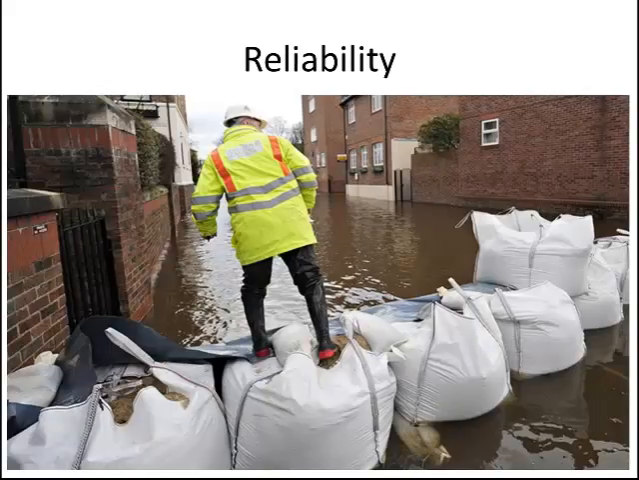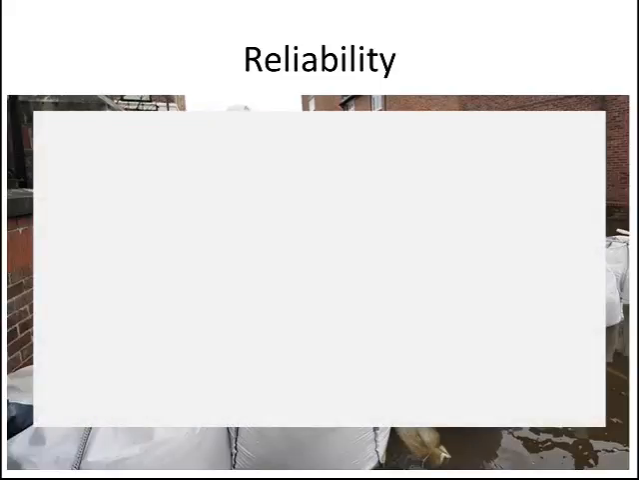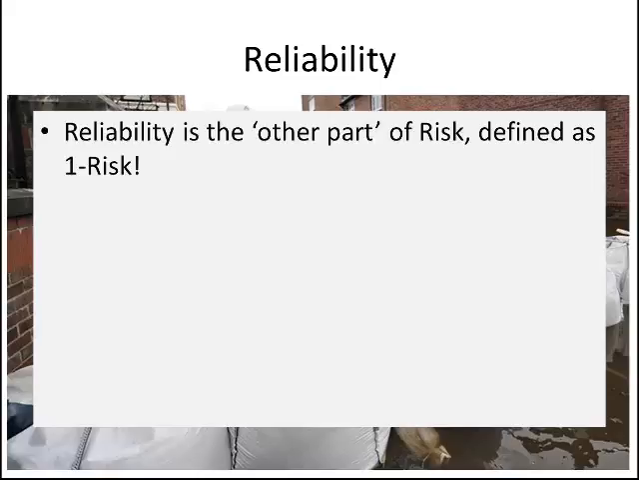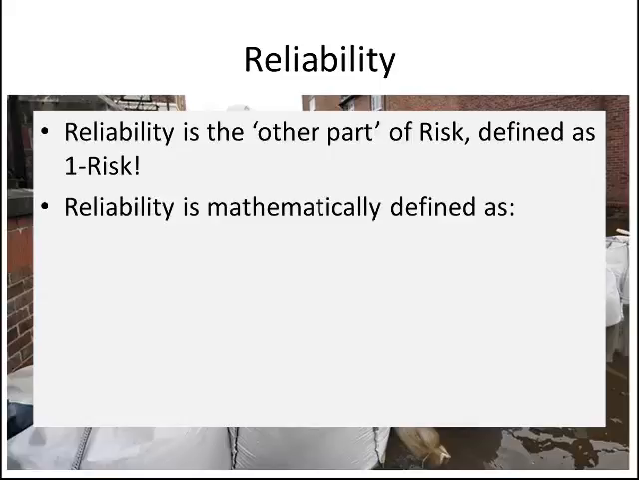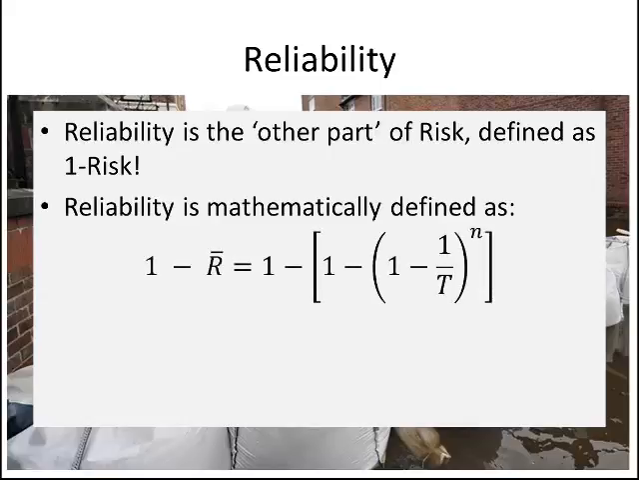So the last thing for this lecture is this thing we call reliability, right? And this goes back to kind of the cofferdam example, right? How reliable is my infrastructure? And reliability is kind of interesting because it's just kind of like the other part of risk. It's defined as 1 minus the risk, essentially. So this is pretty easy, right? Mathematically it's just defined as 1 minus risk, or if you want a full-blown version of this, it's 1 minus, 1 minus 1 minus 1 over T to the N, right? Or it can simply be defined as 1 minus p to the N. So however you want to think about it, it's basically 1 minus risk. Okay, so this concludes lecture 1, and we'll see you in class.